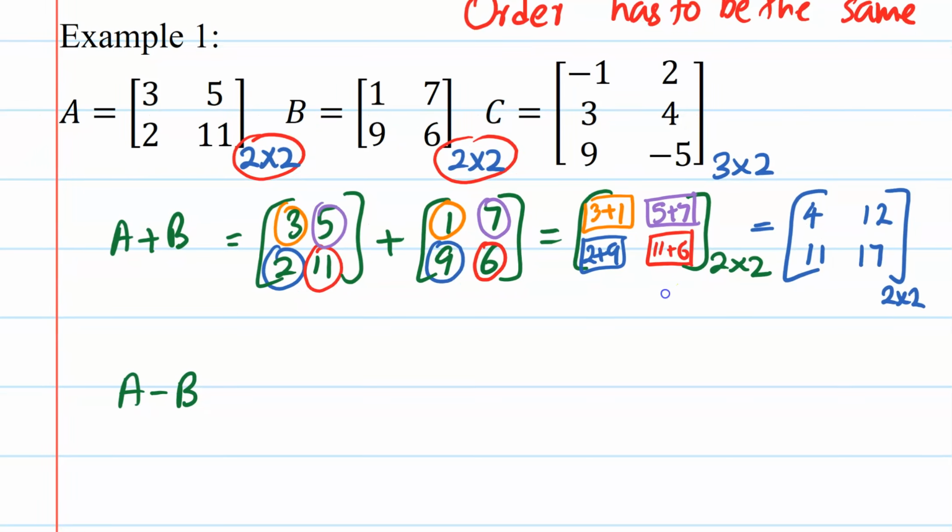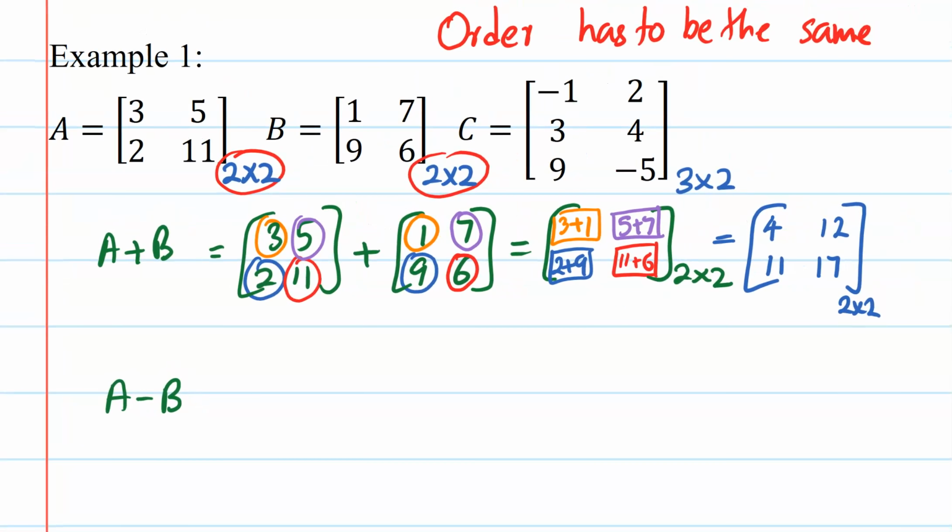That's how you add two matrices, only if the orders are exactly the same. In the same manner we can perform subtraction. The resultant becomes a 2 by 2 matrix. A minus B, you simply take away corresponding elements in each position. So 3 minus 1 is 2, 5 minus 7 is negative 2, 2 minus 9 is negative 7, 11 minus 6 is 5. That's my A minus B matrix, the resultant.